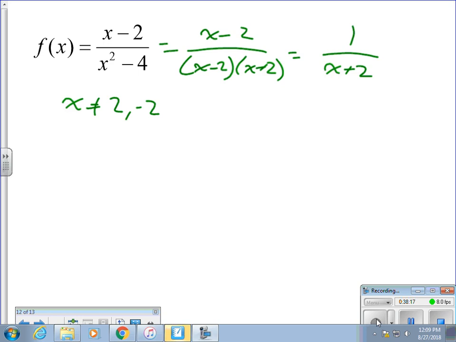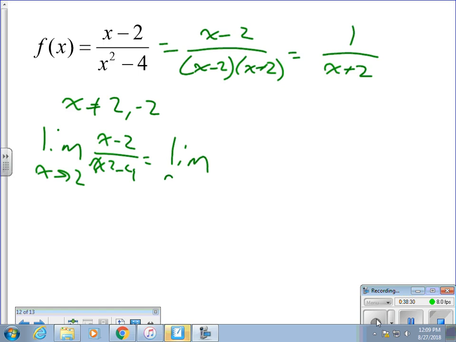Now, if I take the limit as x approaches 2 of x minus 2 over x squared minus 4, that's the same thing as the limit as x approaches 2 of 1 over x plus 2, which is 1/4. It heads towards a number, and it does it from both sides. I can just substitute it in. I do not have a vertical asymptote at 2.